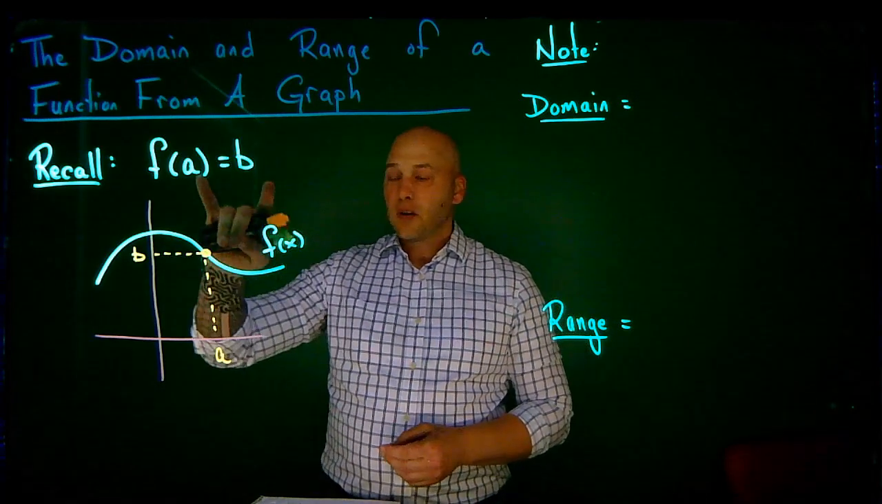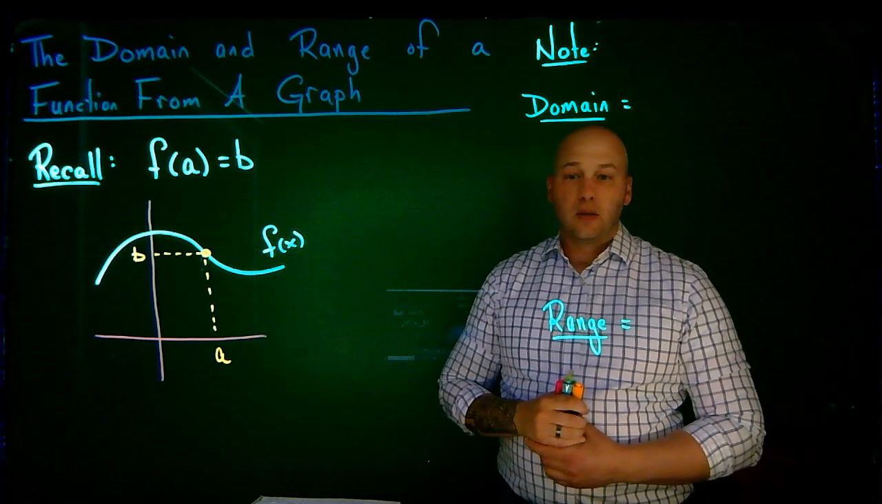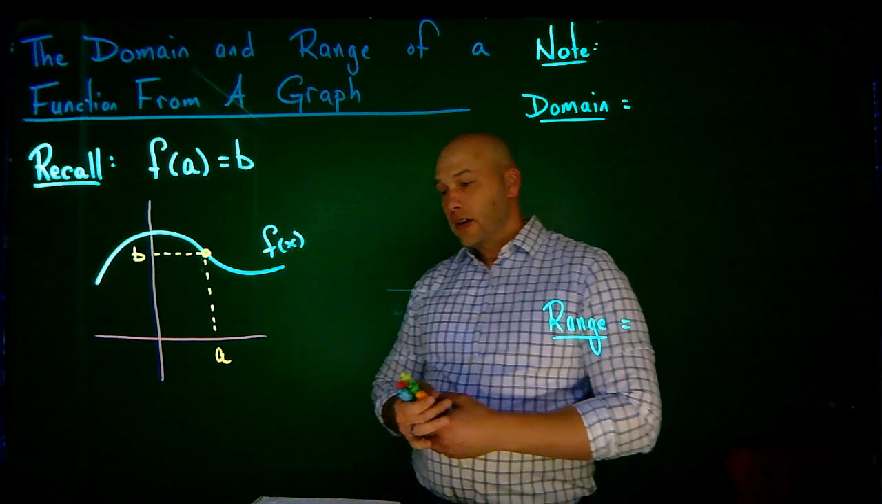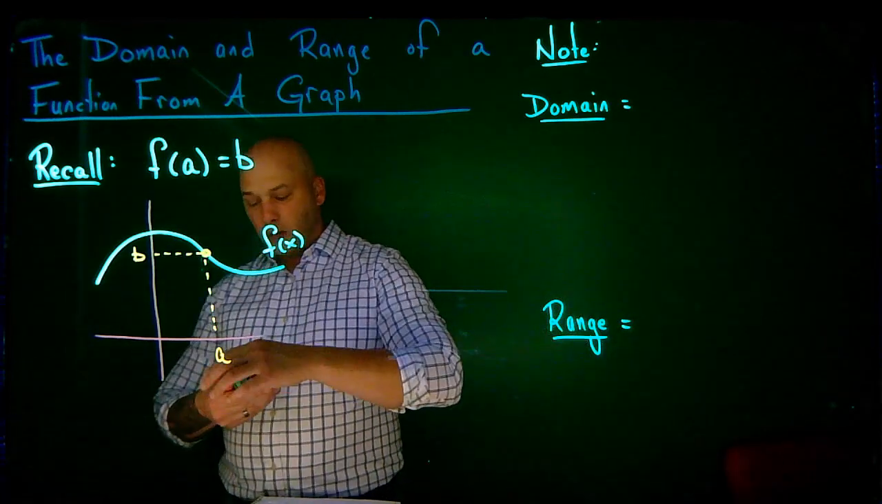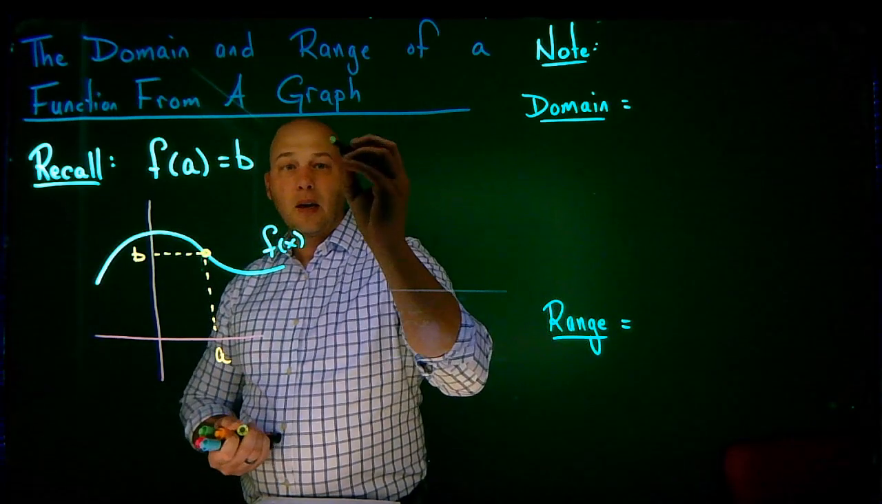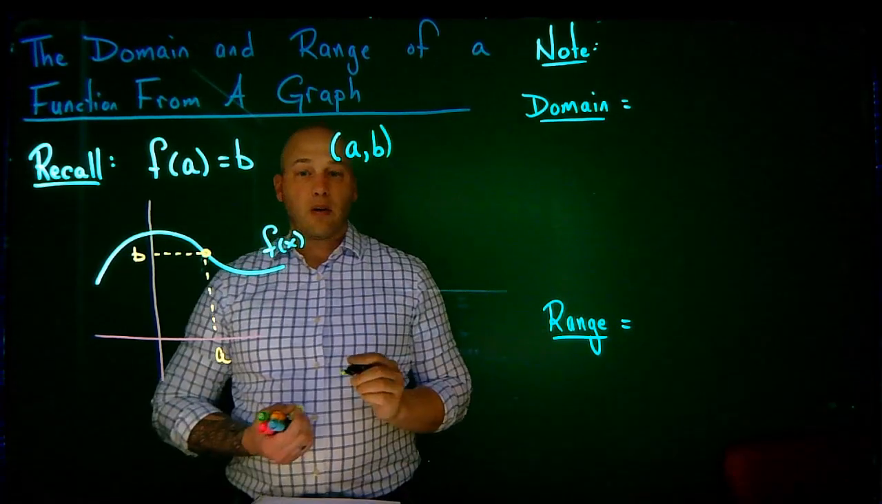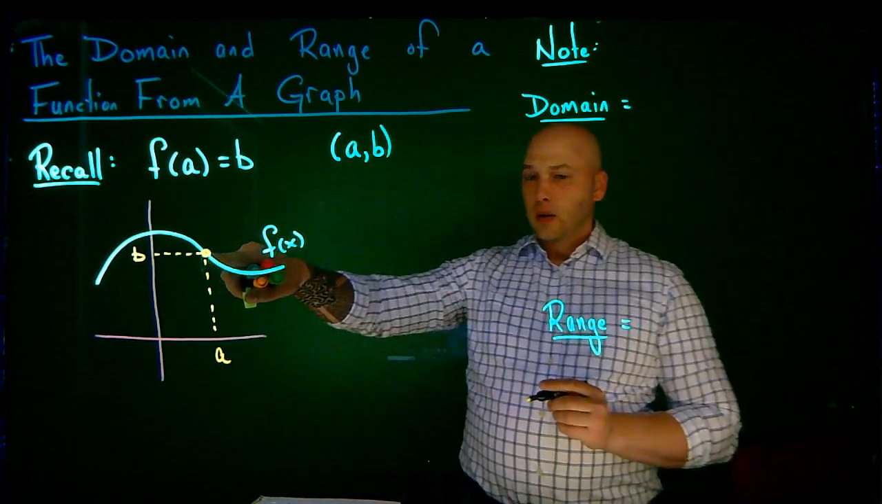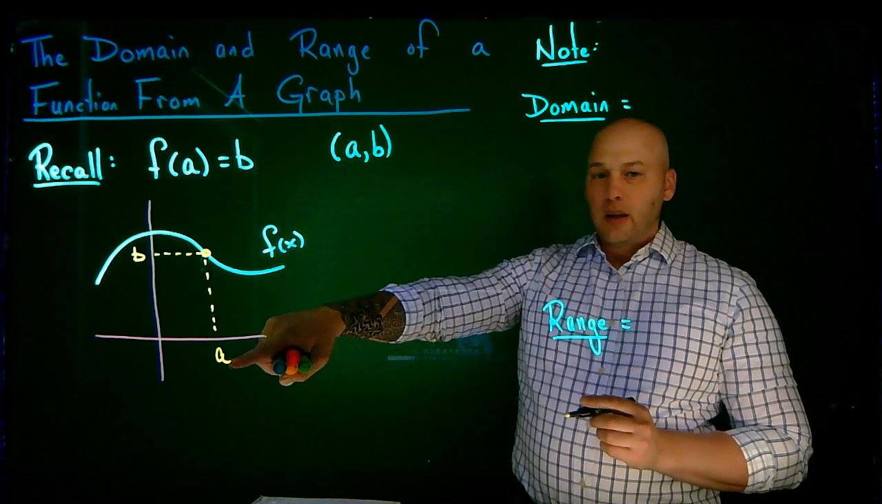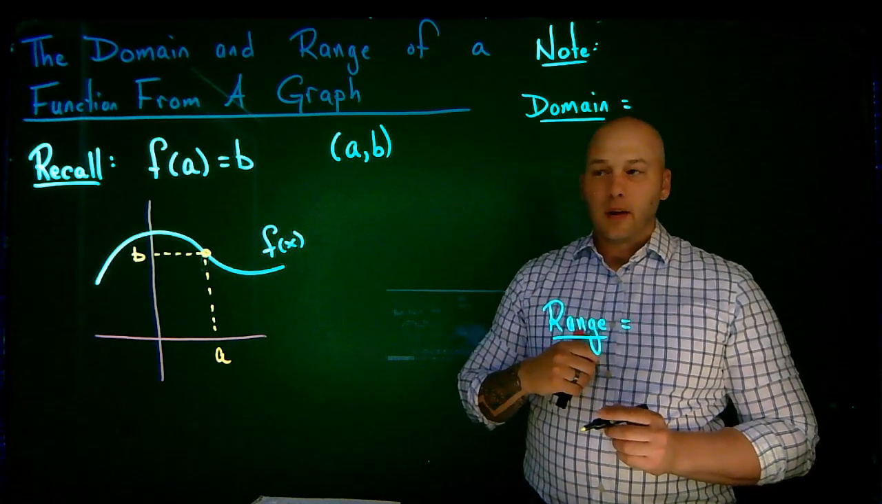But again, if I have this function value, how is that related to the graph? Well, if I have this function value, f of a equals b, then I know that the point (a, b) is on the graph. (a, b) would be, say, this ordered pair right here, where a would be the x value and b would be the y value.